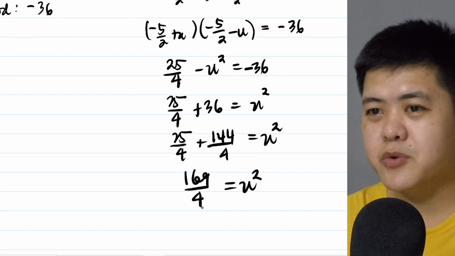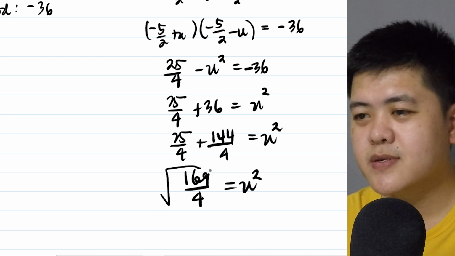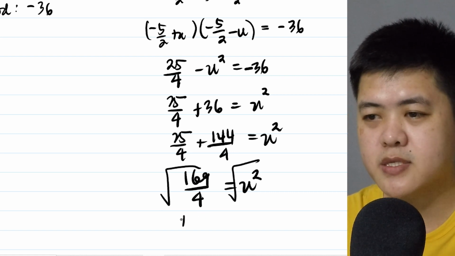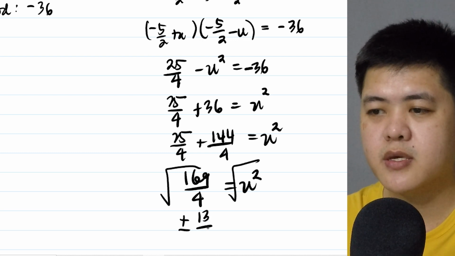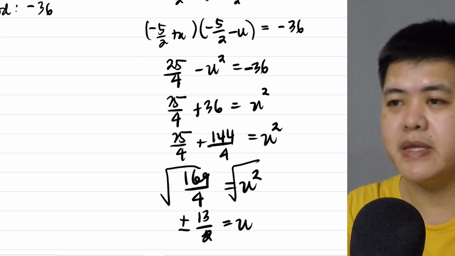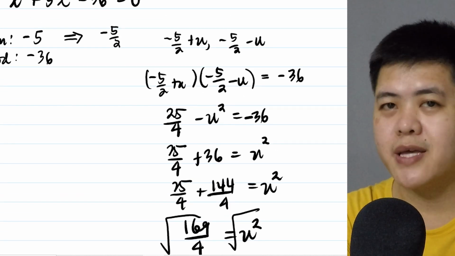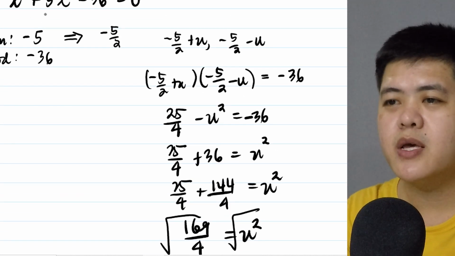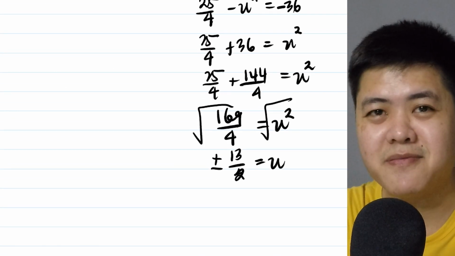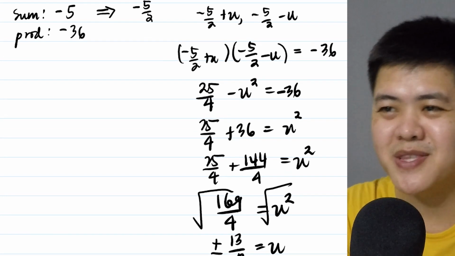And then we get the root of both sides. So, therefore, the values of u are plus or minus 13 over 2. So, again, yung plus lang yung gagamitin natin. Although, you will get the same thing kapag ginamit mo yung minus. So, doon muna tayo sa negative 5 over 2. Anong value? Negative plus 13 over 2. So, dito ko na lang muna ilagay.